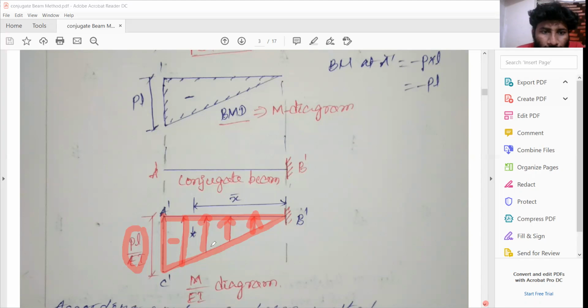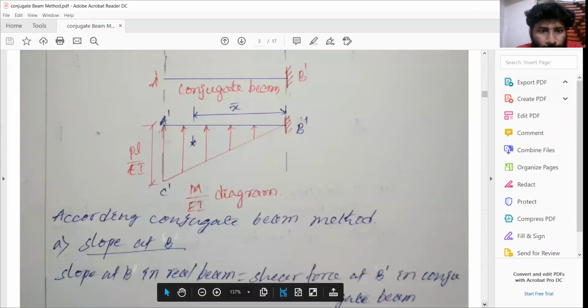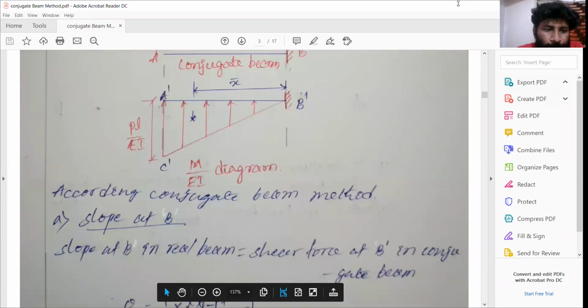For all the problems, we do the same procedure. First, whatever the problem is given, write the BMD. So BMD divided by the corresponding EI value will be the M by EI diagram, and draw the conjugate beam. The M by EI diagram is the loading on the conjugate beam. Now this is the centroid.